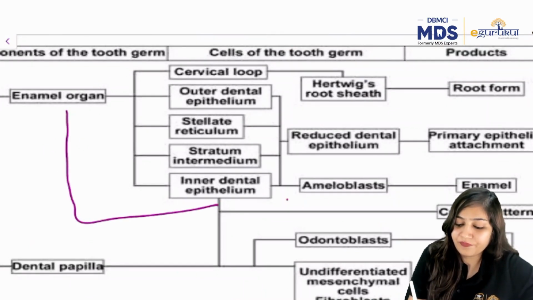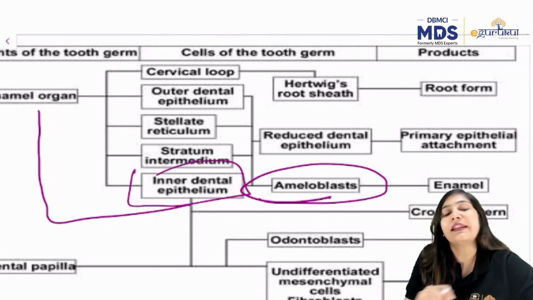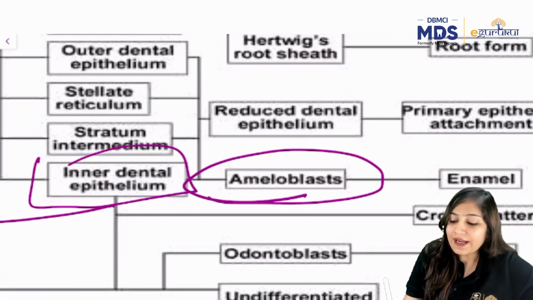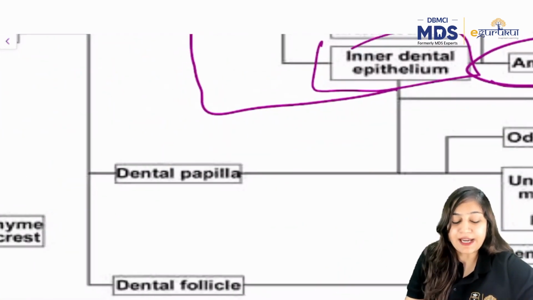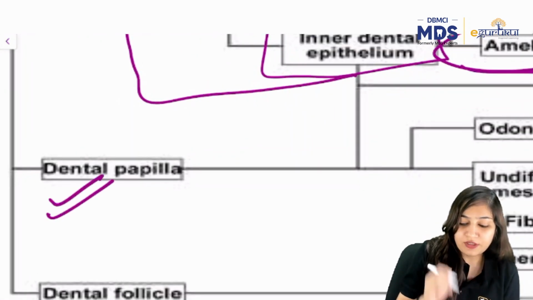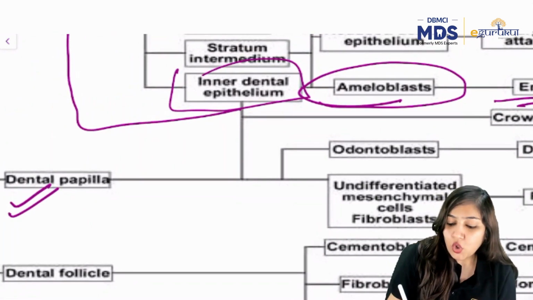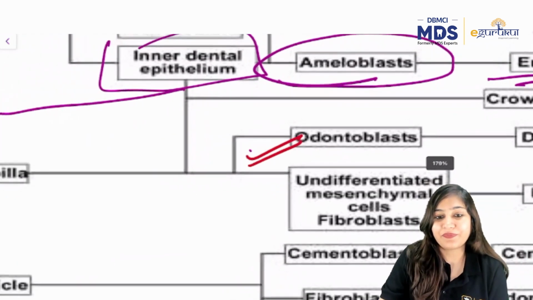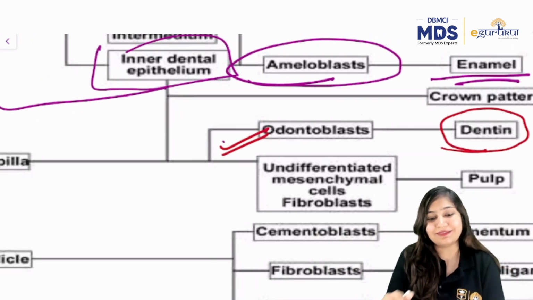Enamel organ will have inner enamel epithelium. This inner enamel epithelium cells will differentiate into which cells? Ameloblast cells. And ameloblast cells will form enamel. Coming to dental papilla. This dental papilla, which we have our question on, dental papilla cells will differentiate into which cells? Odontoblast cells. And this odontoblast cells will give rise to dentine.